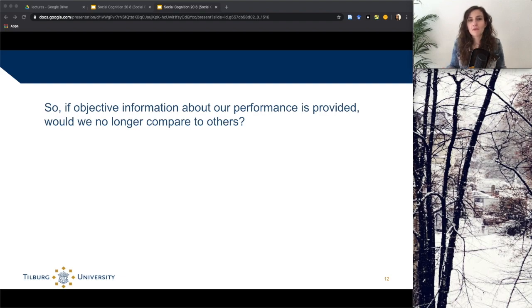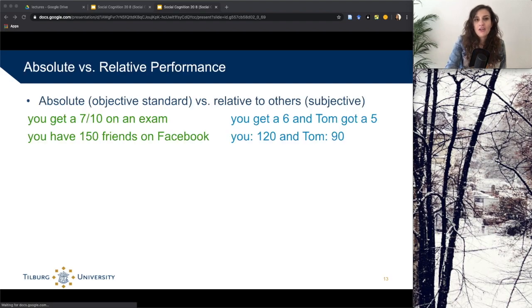So if objective information about our performance is provided, does it mean we would no longer compare ourselves to others? Here, we can take a look at absolute versus relative performance. We can provide absolute, so objective standards of performance, versus relative standards of performance that are kind of subjective and relative to others. So let's say you get a 7 out of 10 on an exam, that would be an absolute way of expressing your performance.